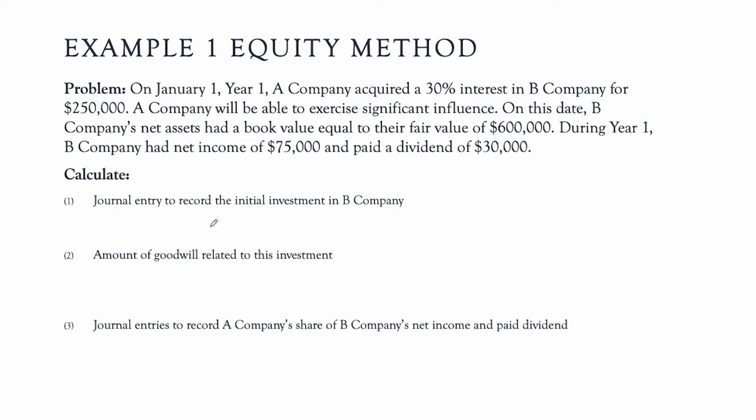So let's take a look at this first one here. Journal entry to record the initial investment in B company. Well, it should always give you this in the problem. It will always say they acquire a certain ownership interest, which in this case is 30%, and the amount they acquired that interest in B company for, $250,000. So right off the bat, you know what the initial investment is.